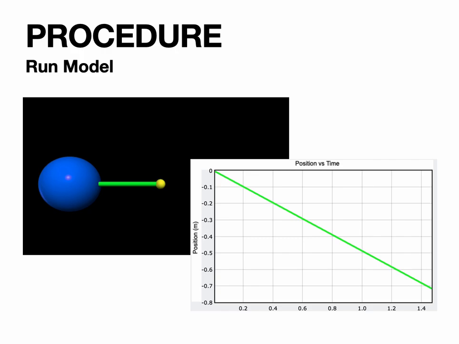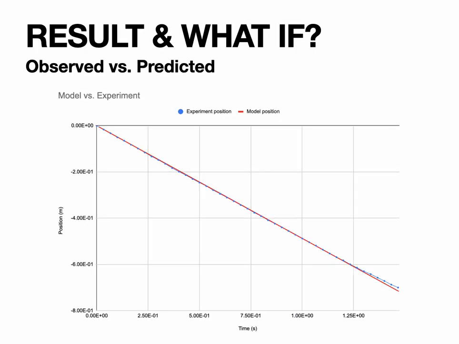After that code is edited, I ran the model, and you can see the position versus time graph and model here. And then you can see the difference between the experiment position and the model position, like I showed earlier. They're slightly different, and this is most likely due to friction or other forces affecting the can rolling across the floor that aren't accounted for in the model.